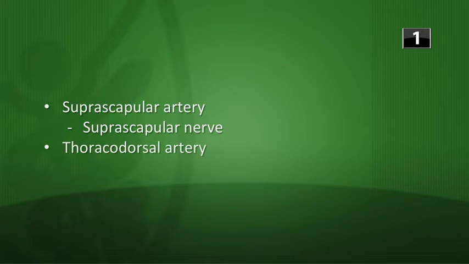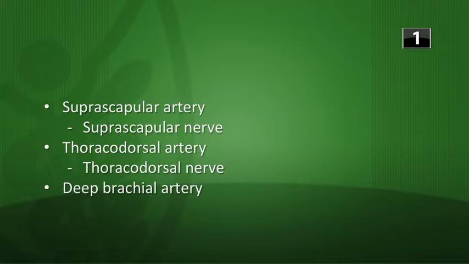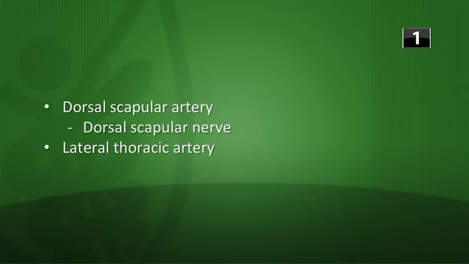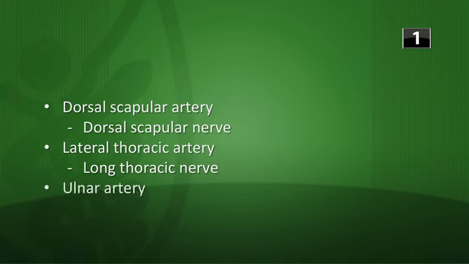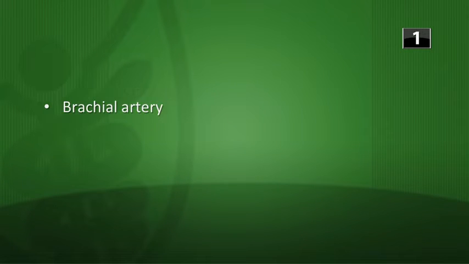The thoracodorsal artery is going to run with your thoracodorsal nerve. The deep brachial artery is going to run with the radial nerve. The dorsal scapular artery, the dorsal scapular nerve is going to run with that one. The lateral thoracic artery runs with the long thoracic nerve. The ulnar artery runs with the ulnar nerve. And the brachial artery runs with the median nerve.